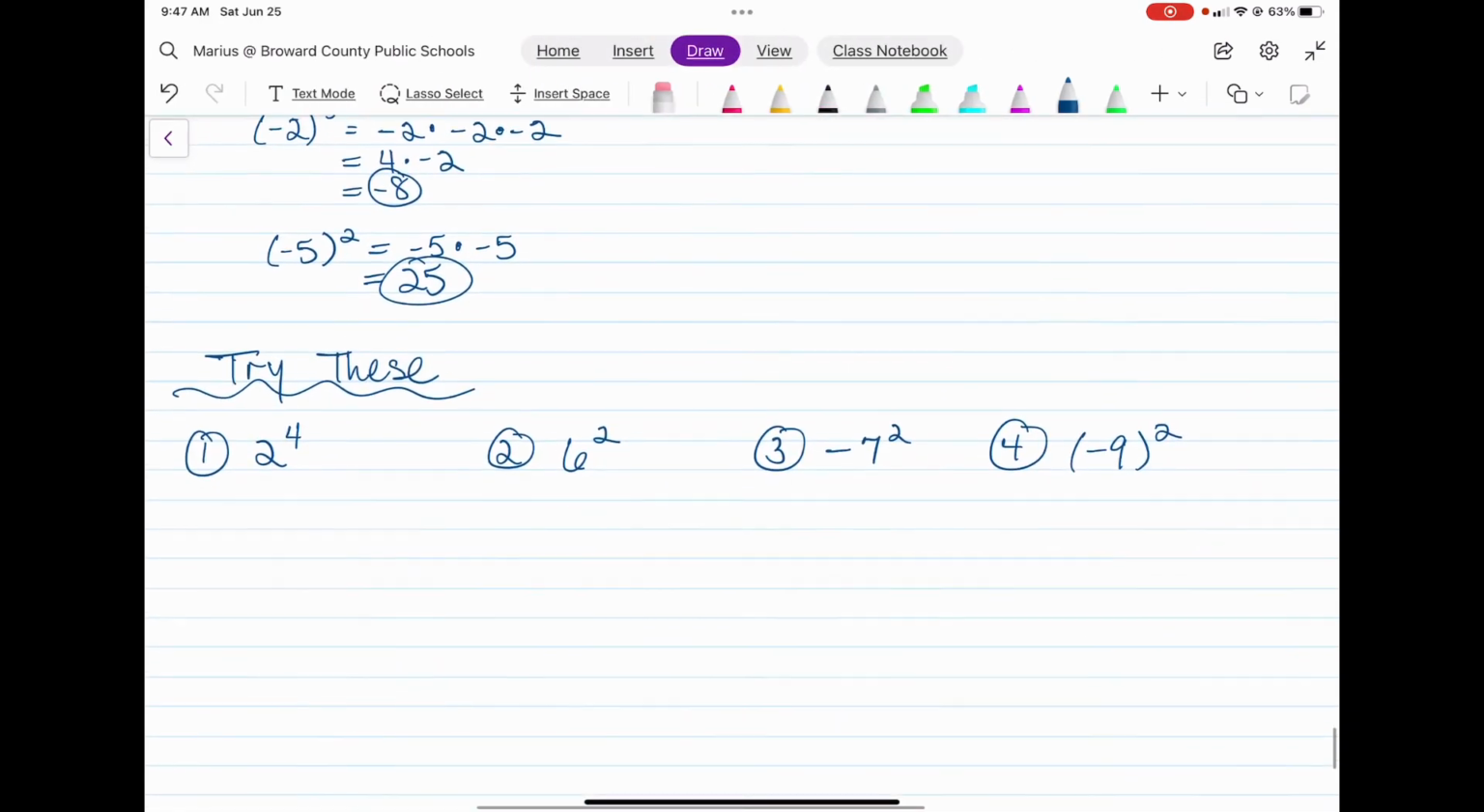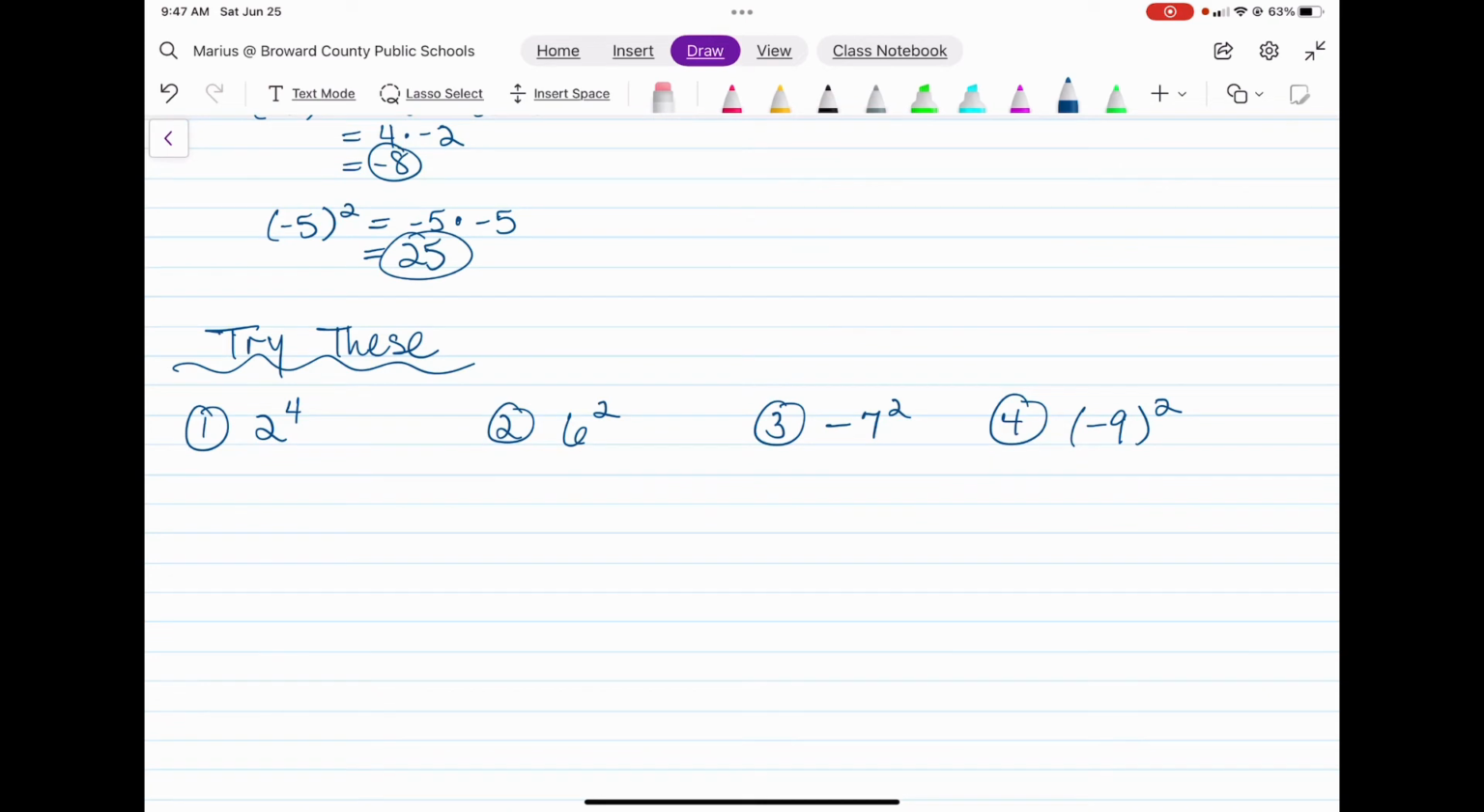Okay. Have a try at these sections. You could pause it right here and then resume it when you're ready, but I'm going to go ahead and jump on in.